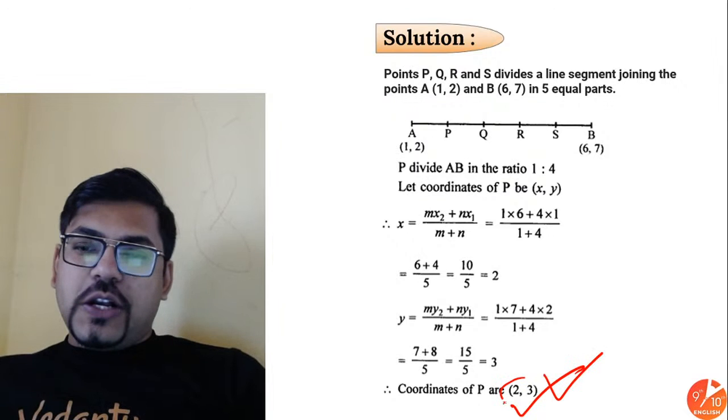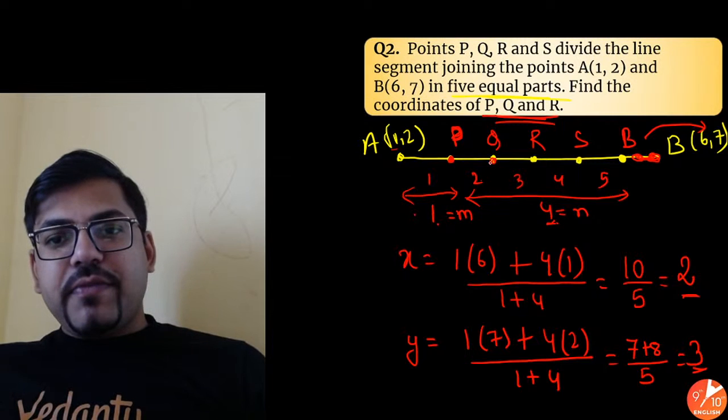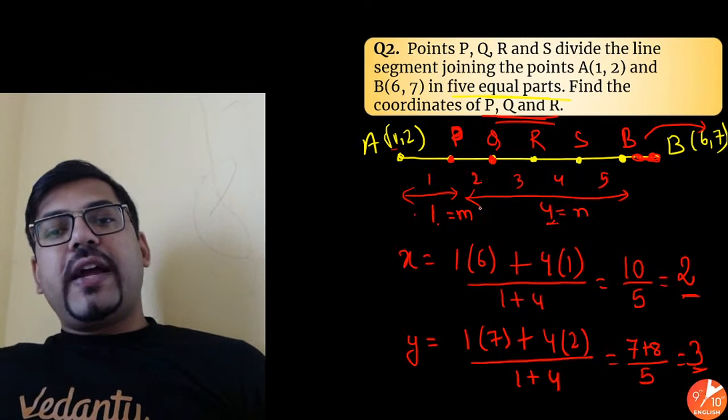Cool. Now I hope you all would have understood that in the same fashion you can even find Q also, where the ratio would be 2:3. Are you able to understand it?